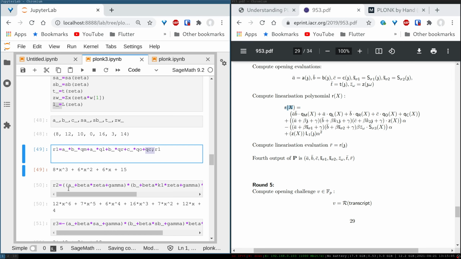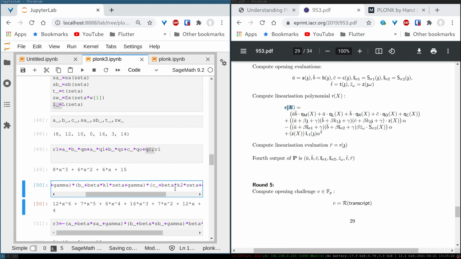Second line is A bar plus beta times zeta plus gamma, times B bar plus beta times K1 times zeta plus gamma, times C bar plus beta times K2 times zeta plus gamma, whole thing times Z(X), then times alpha.